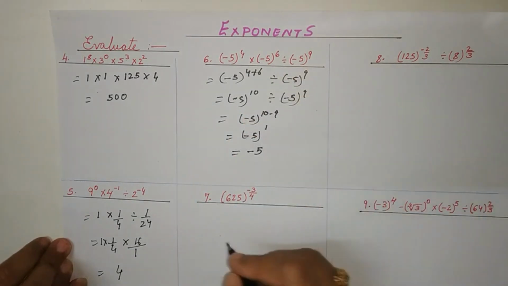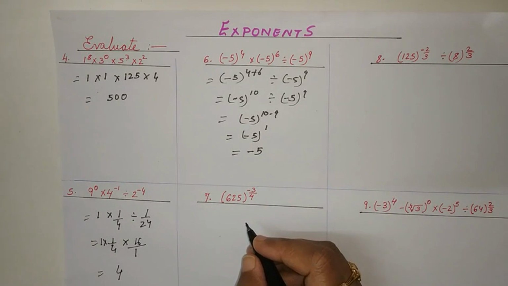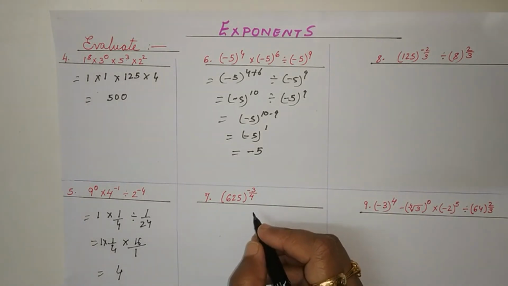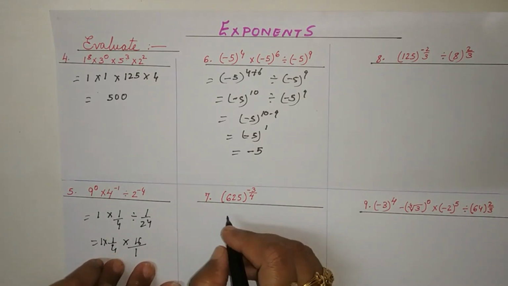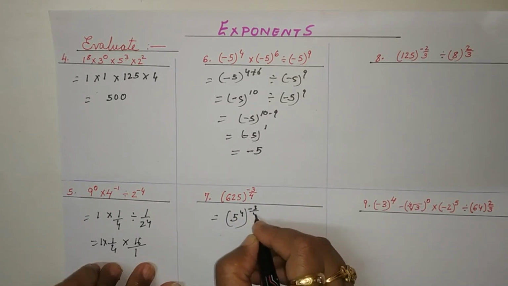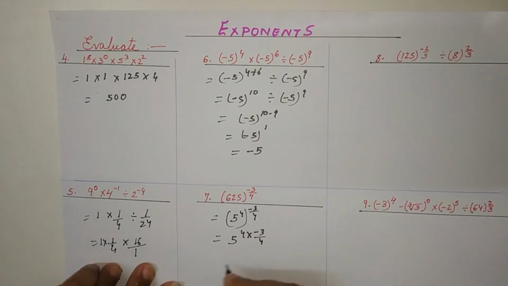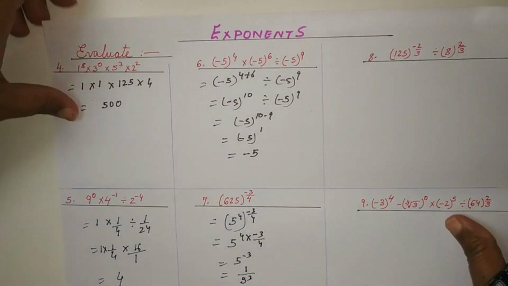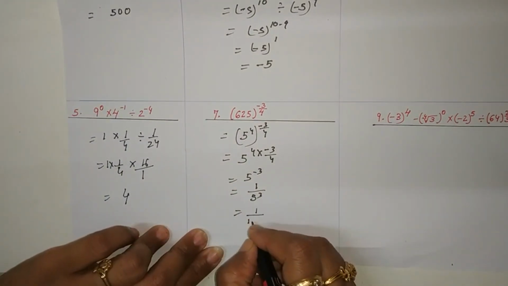Now going to the next question, that is number 7, where 625 is raised to the power of minus 3 by 4. So again the minus term. Now 625 we all know is equal to 5 to the power of 4, raised to the power of minus 3 by 4. So 5 to the power 4 into minus 3 by 4. 4 and 4 get cancelled, so you get 5 to the power minus 3, that is 1 by 5 cube, that is equal to 1 by 125.